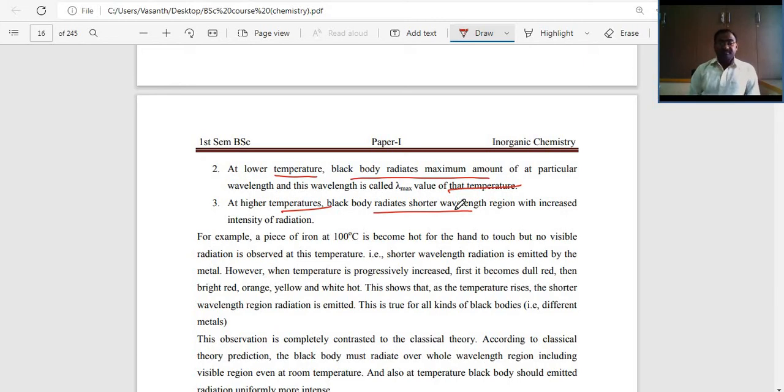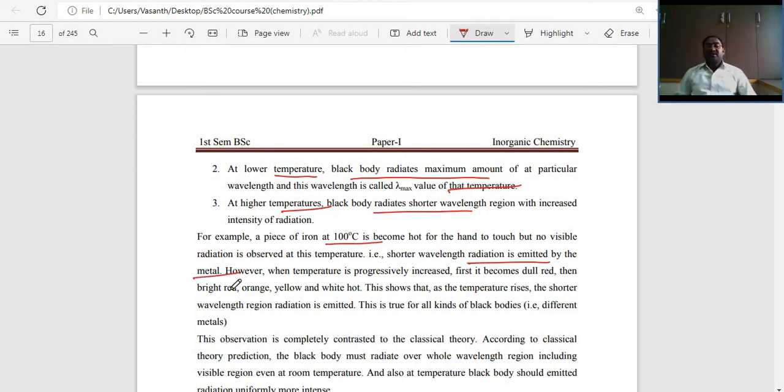For example, a piece of iron heated to 100 degrees Celsius becomes too hot for the hand to touch, but no visible radiation is observed at this temperature. The shorter wavelength radiation is emitted by the metal only as it gets hotter.